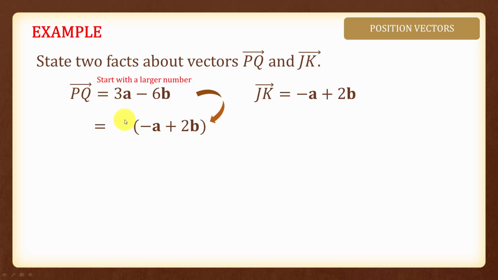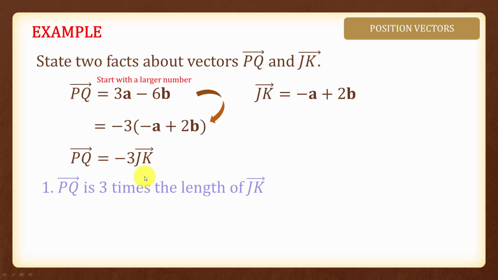Yes, we can use the scalar negative 3, as negative 3 times negative a will give us 3a, negative 3 times 2b will give us negative 6b, and vector PQ will be equal to negative 3 times vector JK. This means that vector PQ is 3 times the length of vector JK, and these two vectors are parallel.